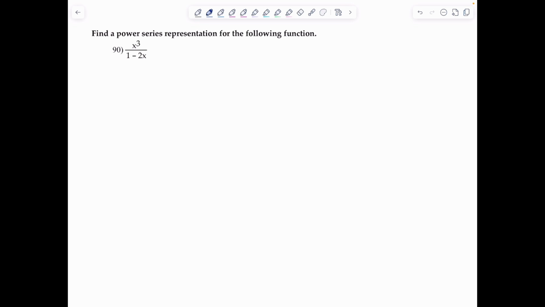Okay, we need a power series representation for x cubed over 1 minus 2x. This one I can come up with just by manipulating algebraically 1 over 1 minus x. So remember, 1 over 1 minus x, the power series representation for that function is the sum n equals 0 to infinity of x to the n. Right off the bat, I see I have a 2x instead of an x, so I'm going to go ahead and replace that. So power series representation for 1 over 1 minus 2x is the sum n equals 0 to infinity of 2x to the n. So literally just replace x with 2x.